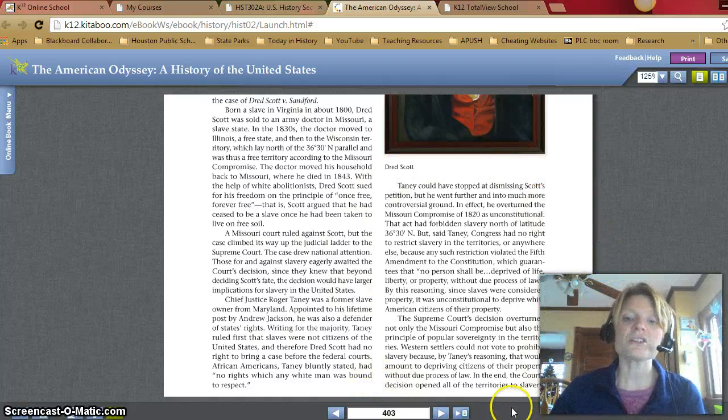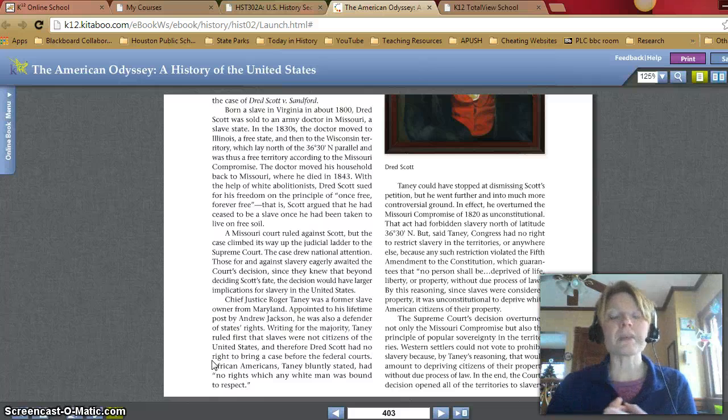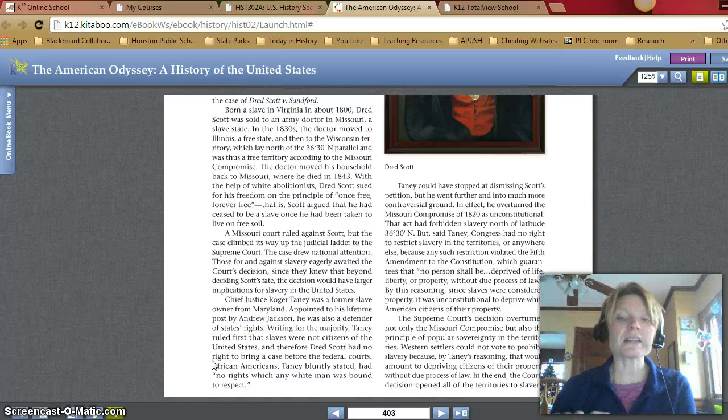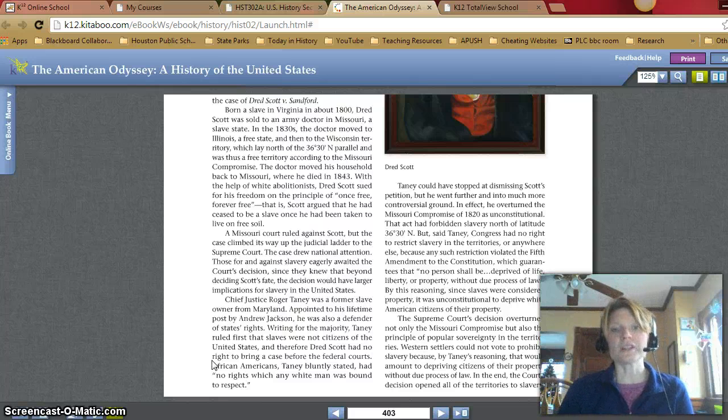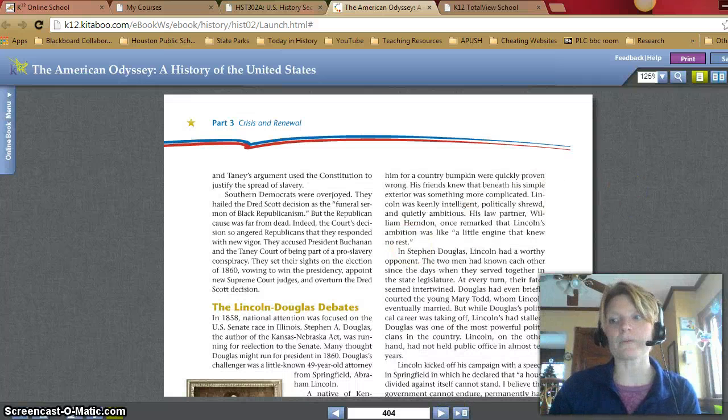So the Dred Scott decision was vitally important and very controversial for saying that slaves were not people, they were simply property. The other part of the decision was that you could not deprive people of their property without due process of law, which in essence made any territory in the United States open to slavery. A very powerful decision.